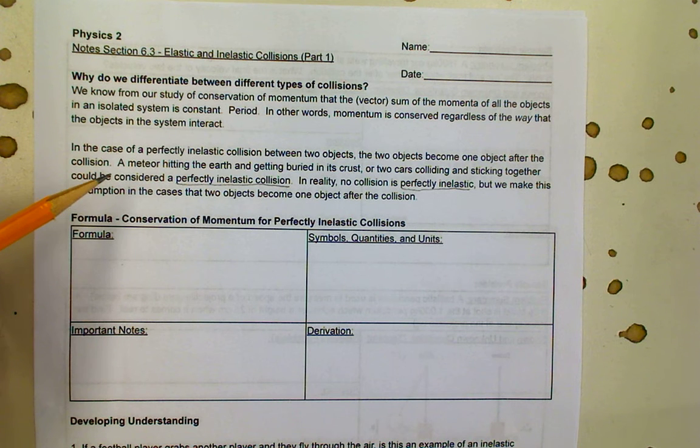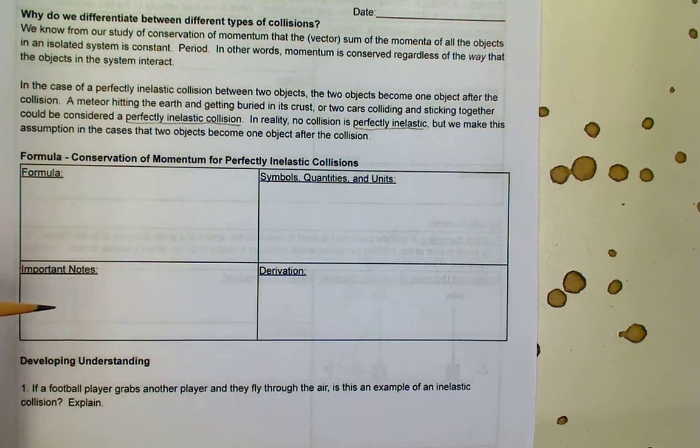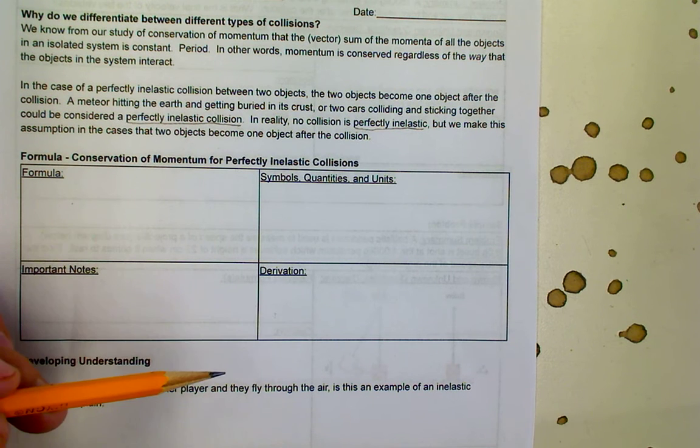A meteor hits the Earth and it gets buried inside the Earth's crust. Or two cars colliding and sticking together. Those are some examples. And we make the note here, no collision is perfectly inelastic, but we can make the assumption in the case that the objects are stuck together after their collision. The formula I'll get to in just a minute, the derivation is quite simple.